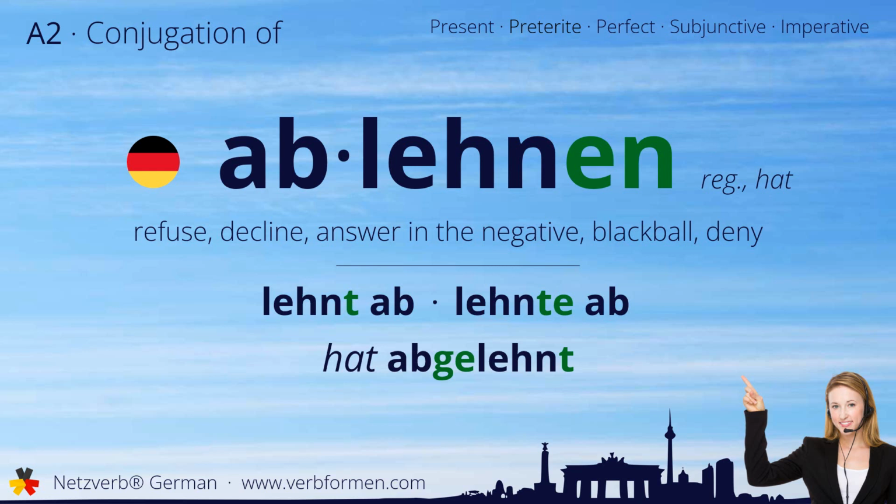Today we're going to learn how to conjugate the German verb ablehnen. Watch and listen to the forms carefully. Let's start with the stem forms. Lehnt ab, lehnte ab, hat abgelehnt.